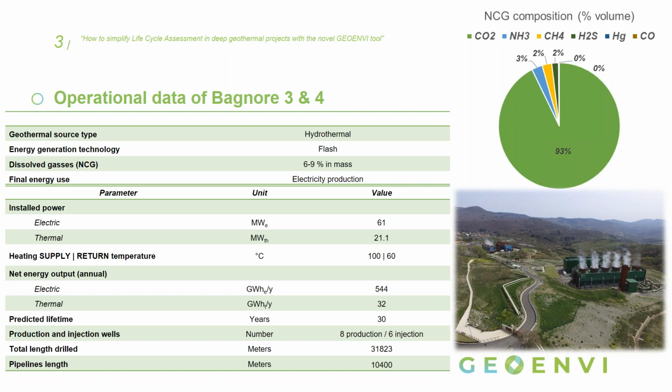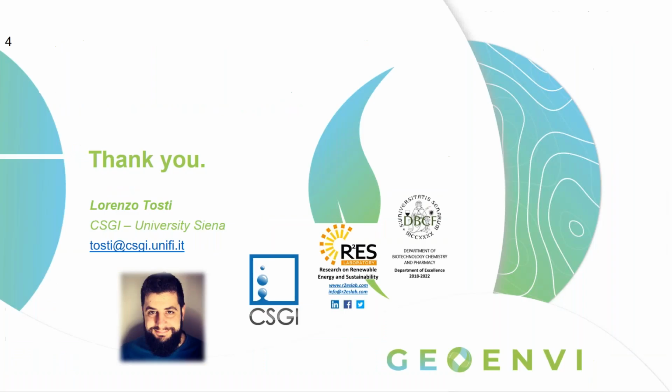According to the guidelines and the study that we presented here, the predicted lifetime is 30 years for the power plant. We have a total of 8 production wells and 6 injection wells for a total of almost 32,000 meters drilled and a pipeline length of a bit less than 10,500 meters. Well, this was everything concerning the general introduction.